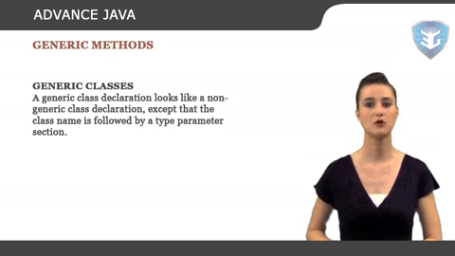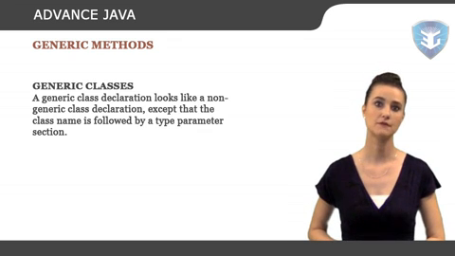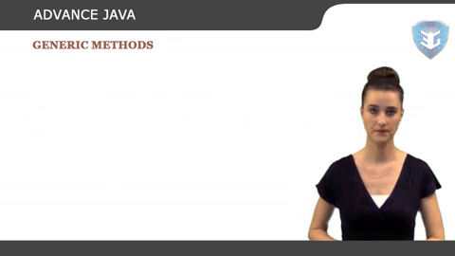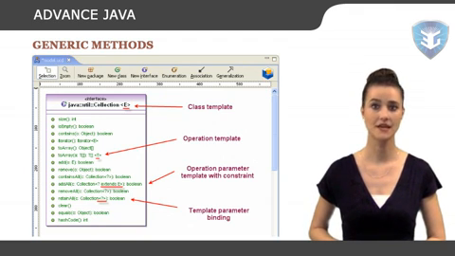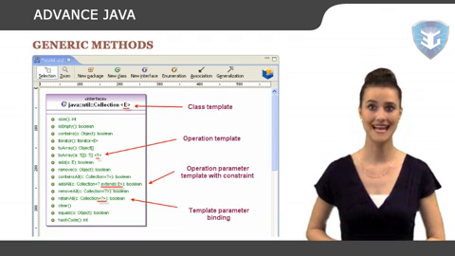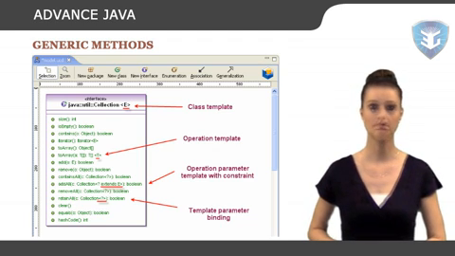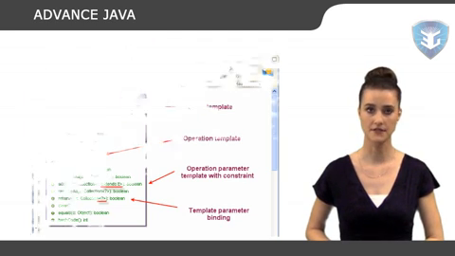Let's understand generic classes. A generic class declaration looks like a non-generic class declaration, except that the class name is followed by a type parameter section. As with generic methods, the type parameter section of a generic class can have one or more type parameters separated by commas. These classes are known as parameterized classes or parameterized types because they accept one or more parameters. This example illustrates how one can define a generic class.